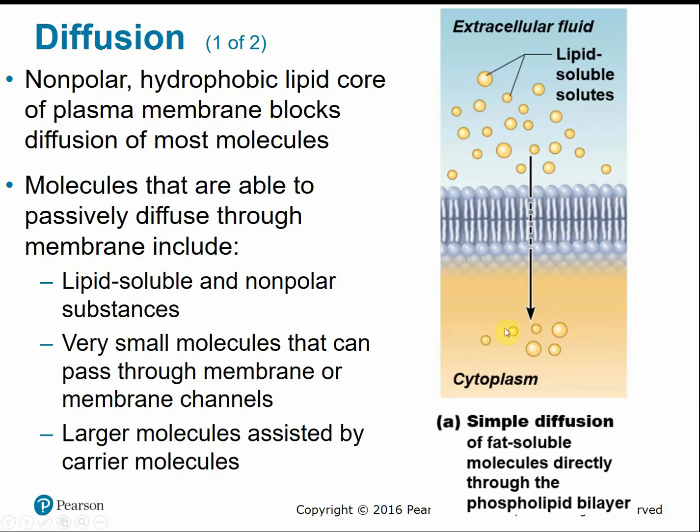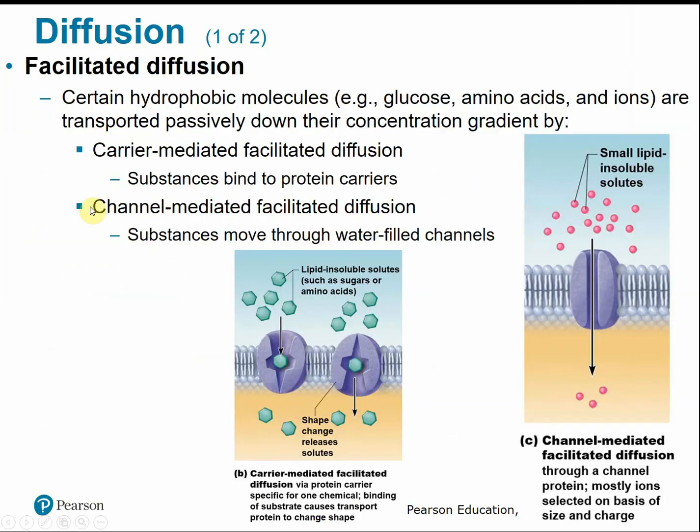So in simple diffusion, these lipid-soluble solutes just zip straight through the membrane, very simple. Facilitated diffusion is just where we need a little bit of assistance. So it's going to be facilitated by some membrane proteins. Certain hydrophobic molecules may be transported passively through these channels. Right? So some things that are too large to fit through the membrane itself or can't dissolve.